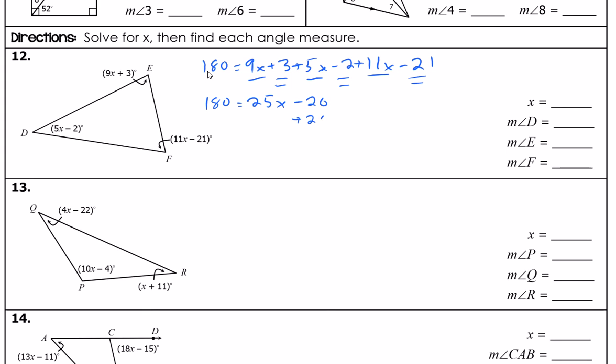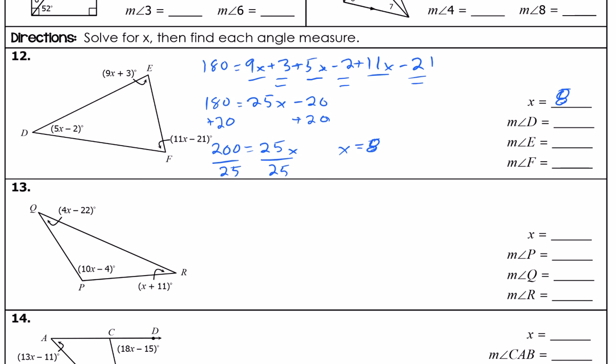Add 20 to both sides, and now it is 200 equals 25x. Divide by 25, and x equals 5. So that is one part of it. Now we actually end up having to plug this back into it. Okay, sorry, x does not equal 5, x equals 8.